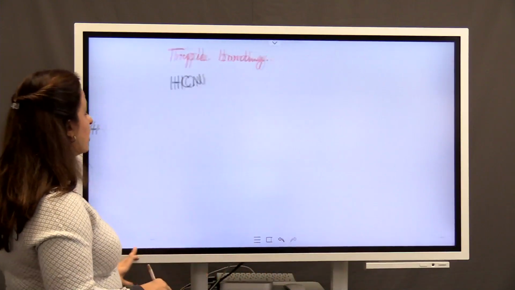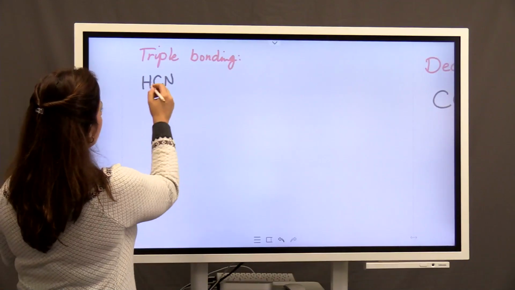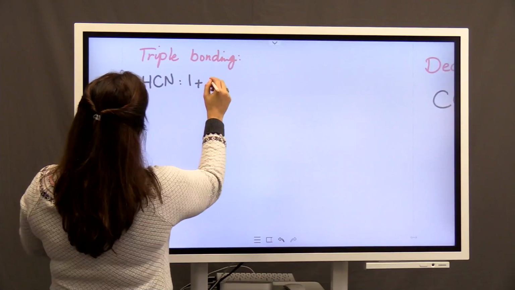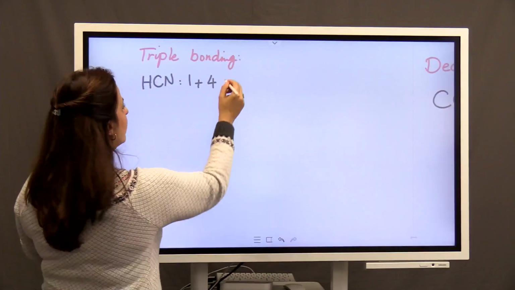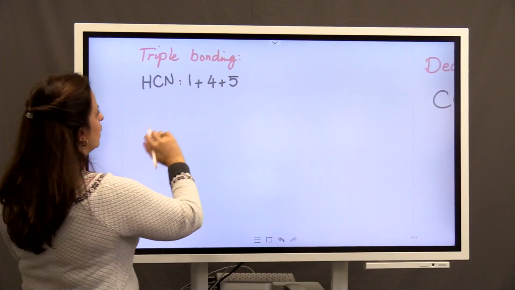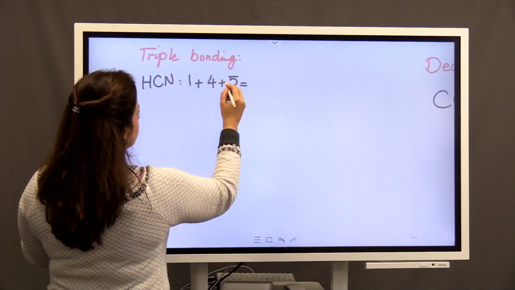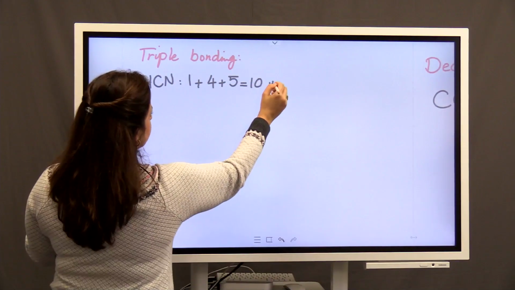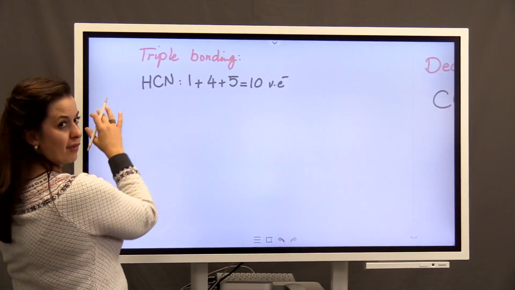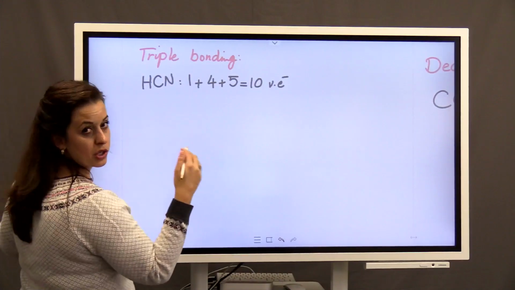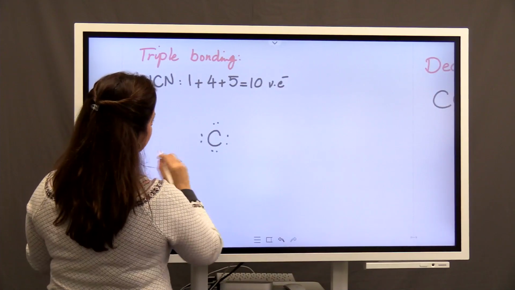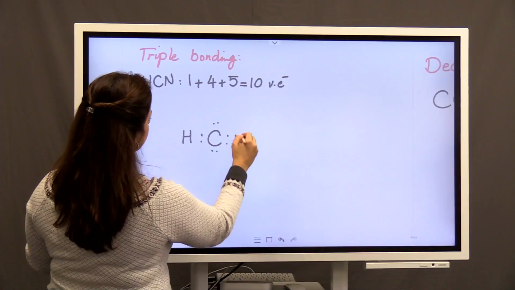Let's form a triple bond. Count the valence electrons, 1 for hydrogen, plus 4 for carbon, plus 5 for nitrogen. I didn't put 1 for each of them because it makes it simpler. So there are 10 valence electrons total, right? Now, which one would be central atom? Hydrogen can never be central atom. Between carbon and nitrogen, carbon is less electronegative. So let's complete its octet. Now put hydrogen and put nitrogen.